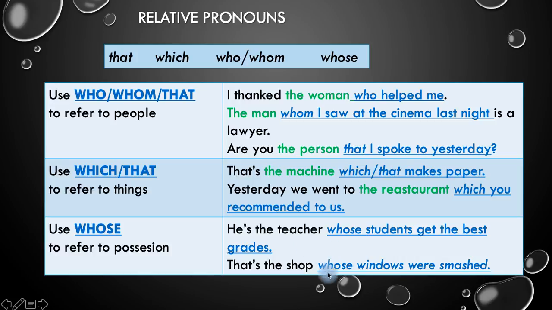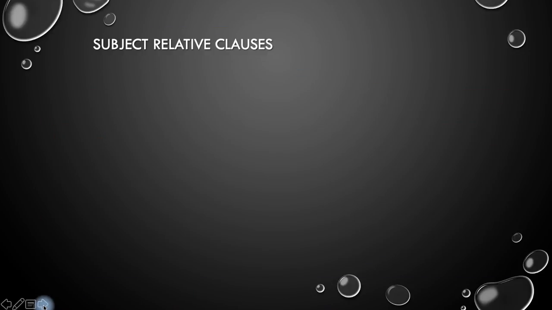Now, we can use whose not only for people but also for things, for objects, in the possessive form. Again, this shop's windows, the shop's windows. That's what we are trying to say in this sentence. That's why we use whose. That's the possessive form. Let's continue.